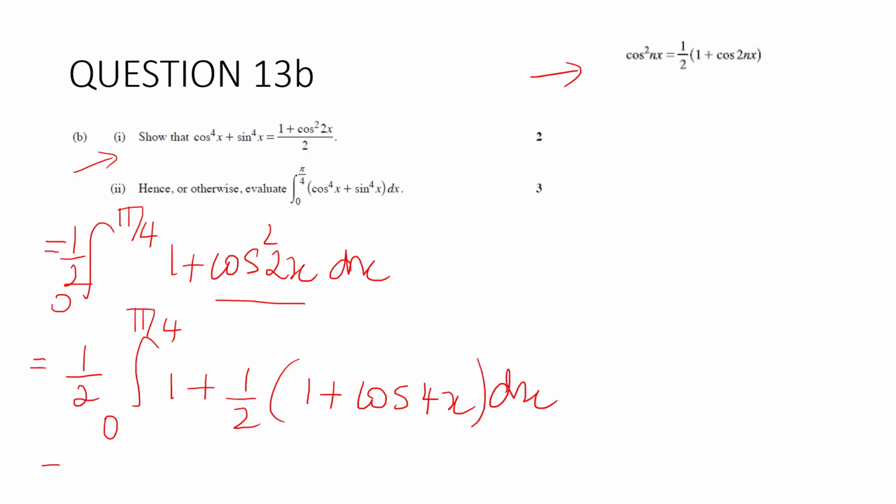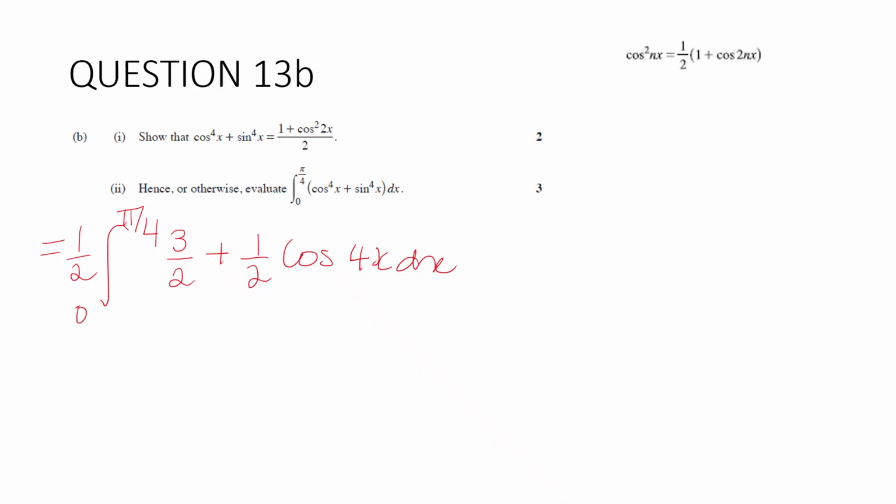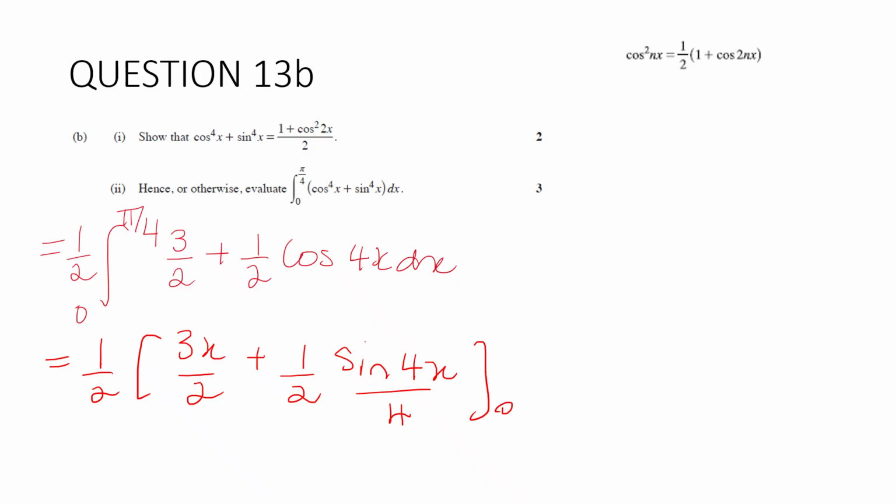Tidying it up, half the integral between 0 and pi on 4 of 1 plus a half, which is 3 over 2, plus a half of cos 4x dx, which is equal to a half. Let's integrate. We've got 3x on 2 plus a half, and when we integrate cos 4x, we end up with sine 4x divided by 4, and there are our limits.